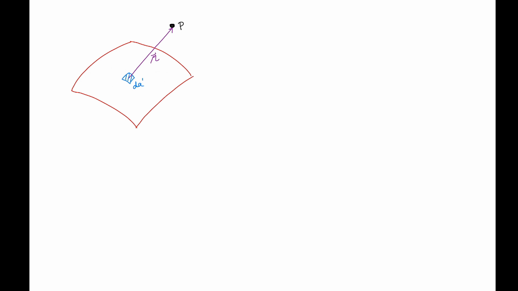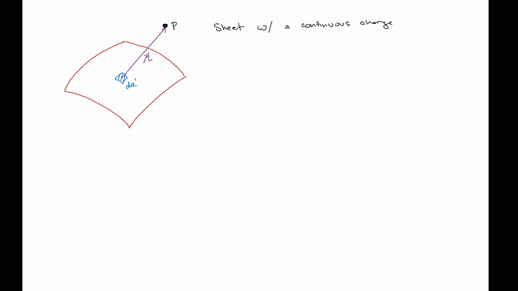All right, so our next general case is a sheet with a continuous charge distribution. I'm running out of room, so I'll put it down here. Again, continuous just means that it's something that can be described by an equation, so it doesn't have to be a uniform charge distribution. Maybe there's more charge on the outside and less charge on the inside, and you can describe that with some kind of formula.